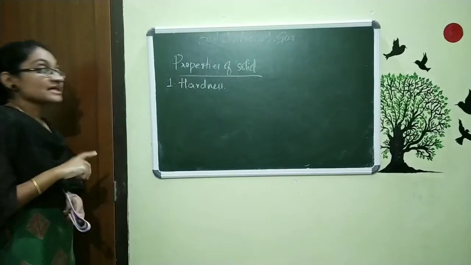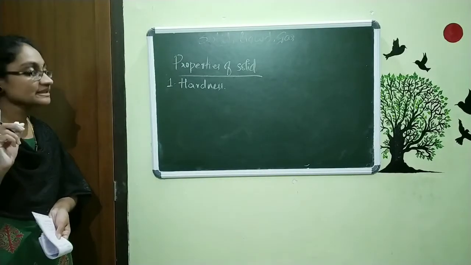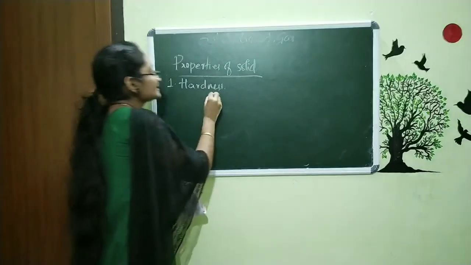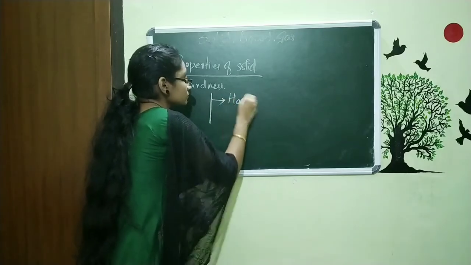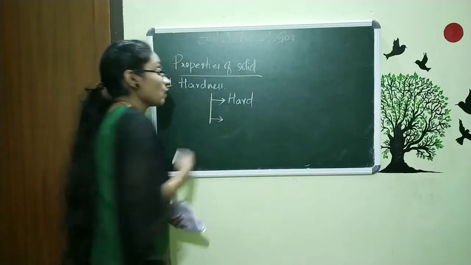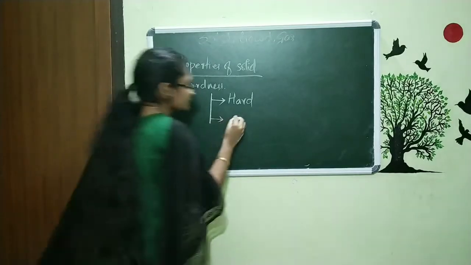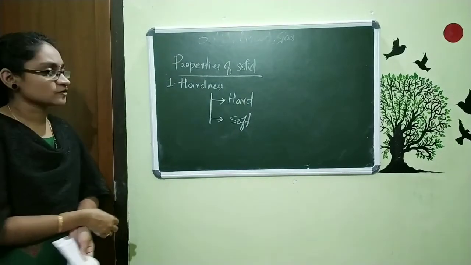In the previous class we said that some of them are hard, but still some of them are soft actually. So we can say some of them are hard, but don't think all the solids are hard. Some of them are still soft. And you want to remember some of the examples for this.